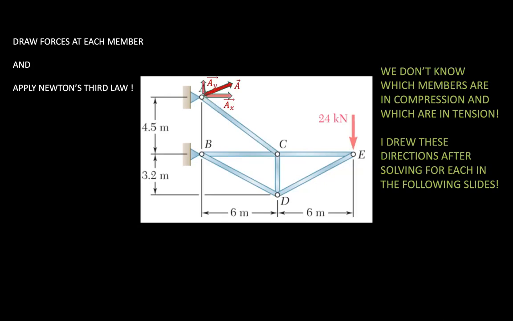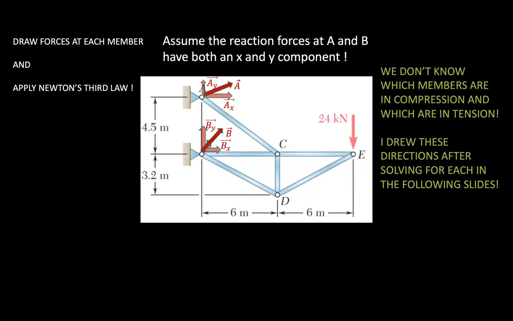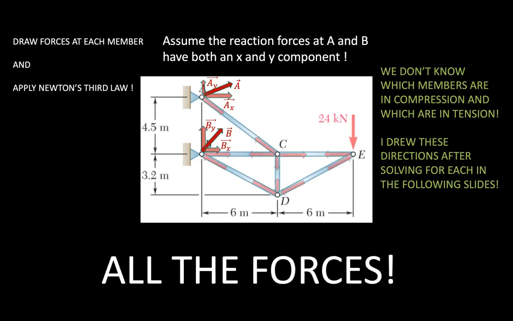Now we also have reaction forces at A and B that we can break up into their X and Y components. Assume the reaction forces at A and B have both an X and Y component. Now we can see all the forces over here. All the forces we need to solve for. Maybe not all of them, because we don't really need to solve for AY and BY, as we will see later.